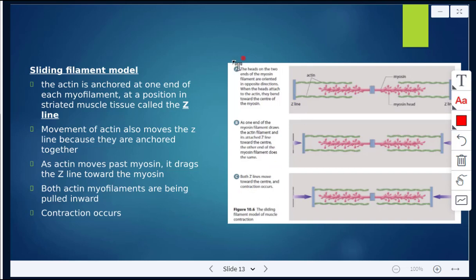So just going through this figure, the two ends of the myosin filament are oriented in opposite directions. When the heads attach to the actin, they bend towards the center of the myosin. As one end of the myosin filament draws the actin filament and its attached Z-line towards the center, the other end of the myosin filament does the same. Both the Z-lines move towards the center. Here's the center. They both moved inwards and contraction occurs. So that is the sliding filament model of muscle contraction.